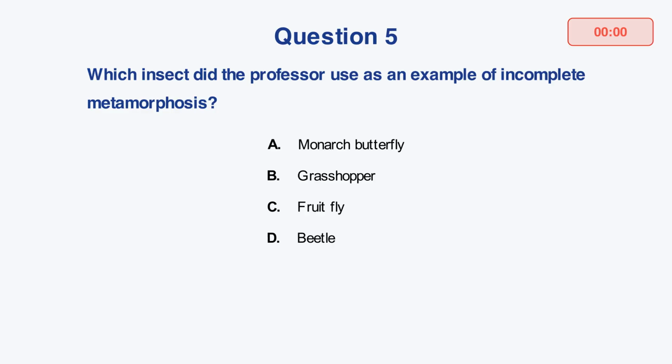Listen again to part of the lecture, then answer the question. For example, the monarch butterfly transforms from caterpillar to pupa to adult, and this is a classic example of complete metamorphosis.